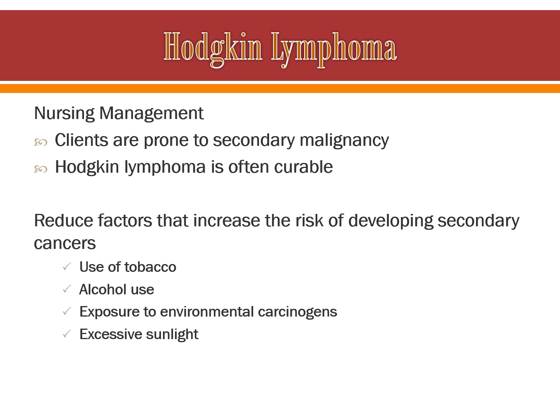So clients are prone to secondary malignancy. Depending on the treatment they're getting, so let's say they're getting radiation, well, that puts them more at risk for getting other types of cancers. Because of the treatment they're getting, whether it's chemo or radiation, they're basically more at risk for other types of cancer. So you want to reduce factors that increase the risk of developing secondary cancers. If your patient is smoking, drinking, exposed to environmental carcinogens, going outside, you want to tell them not to do that.